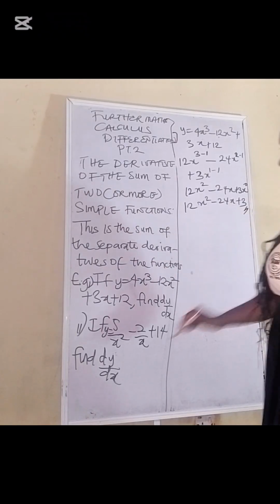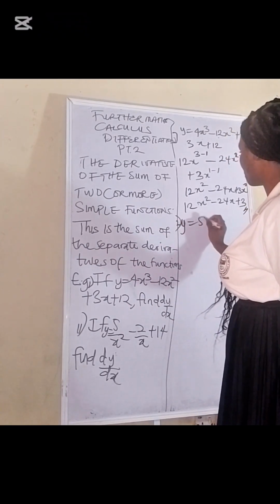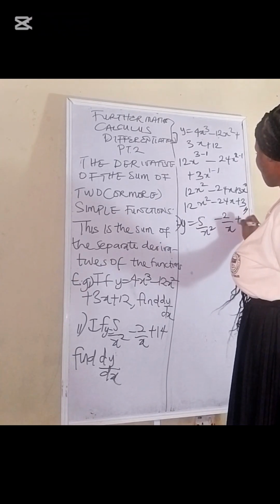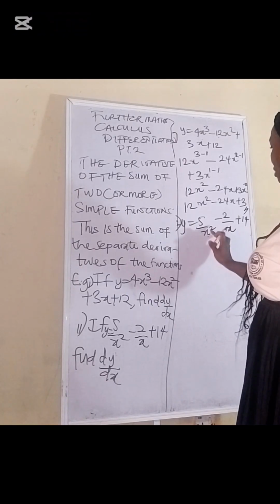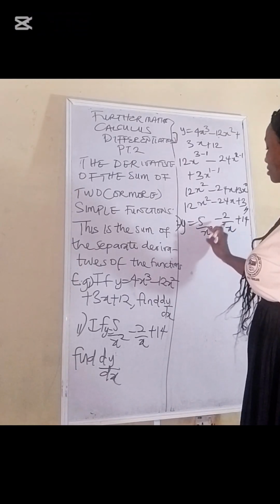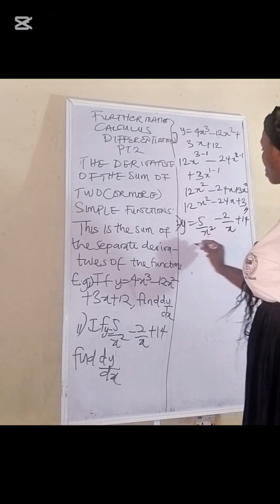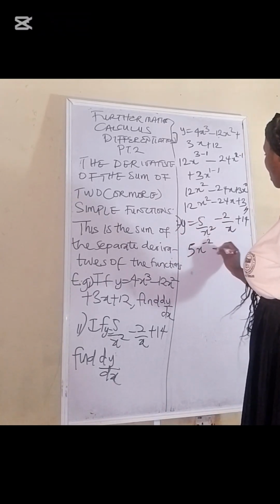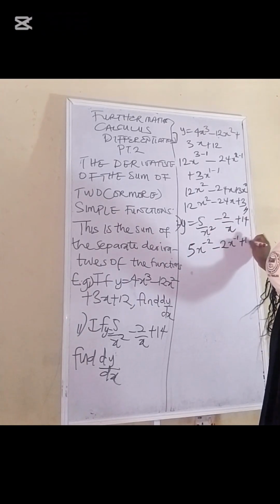So now let's solve the second one. y equals 5 over x squared minus 2 over x plus 14. You understand? This is a reciprocal, so let's change it. 5 over x raised to power 2 becomes 5x raised to power minus 2, because you want to change the reciprocal. The same goes for this one: there's one invisible x here, so it will be minus 1, plus 14.